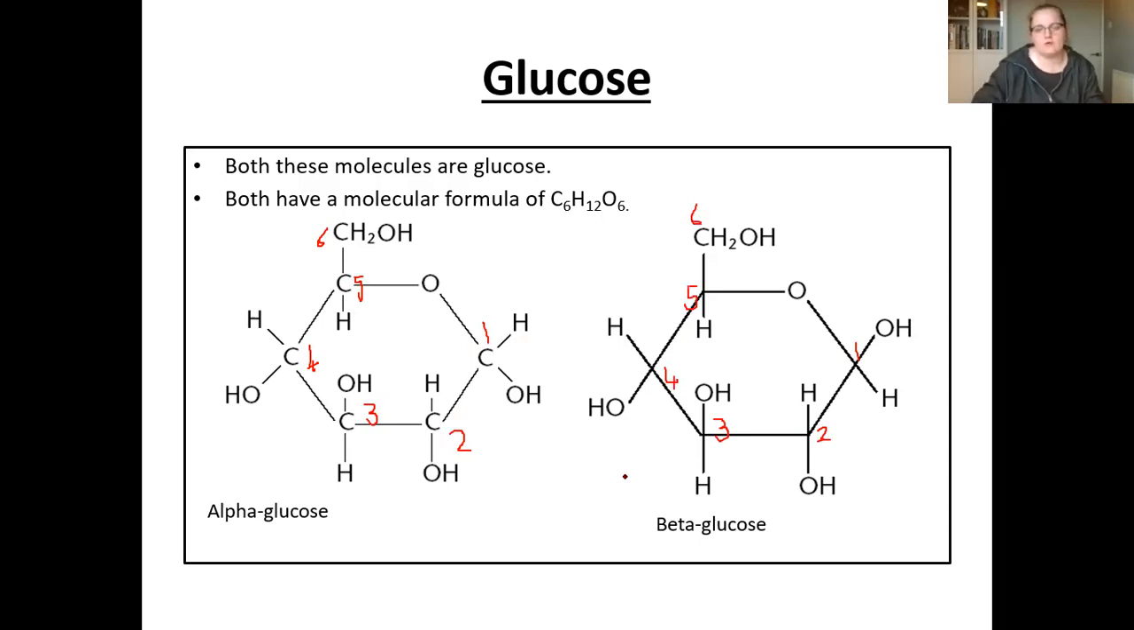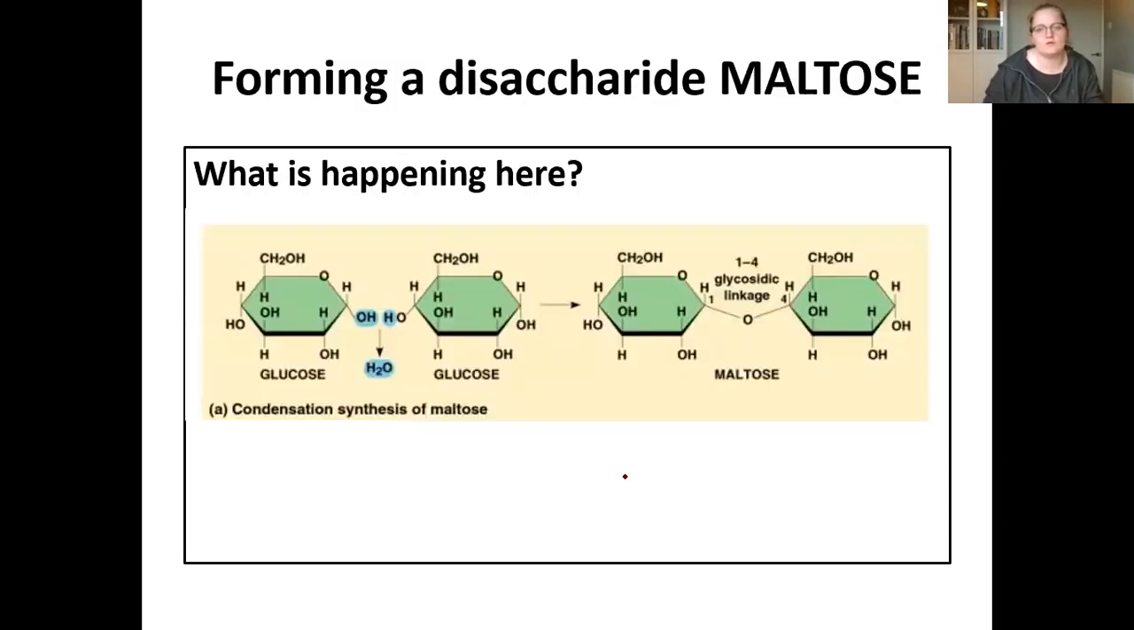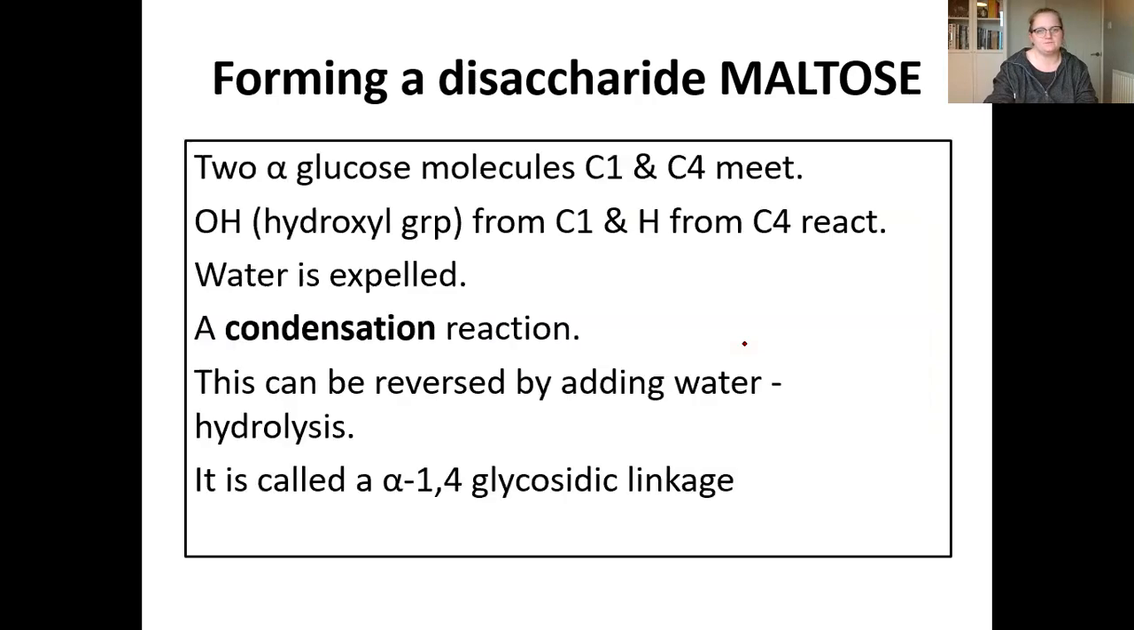So when we have maltose forming, we call it a 1,4 glycosidic bond because this linkage is made between the first carbon here and the fourth carbon, and it's a glycosidic bond. That is formed between two monosaccharides. We call it a disaccharide when we have two monomers joined together. So this is a condensation reaction forming a 1,4 glycosidic bond.